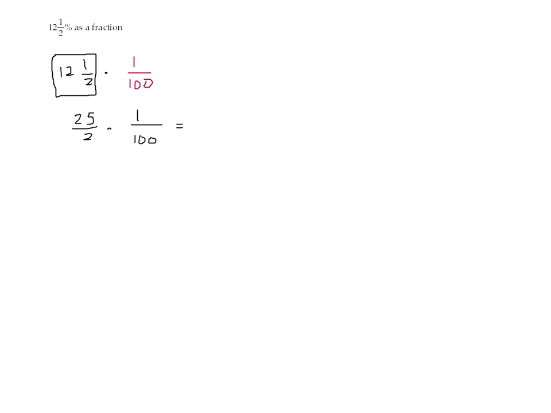So now we need to reduce this. Can I reduce any of these? 25 and 100, both of those are reducible, right? Can I divide 25 into 100? How many times? 4. So this would be 1, this would be 4. At the top of the fraction is 1 times 1, which is 1. At the bottom I get 2 times 4, which is equal to 8. So 12.5% as a fraction is equal to 1/8.